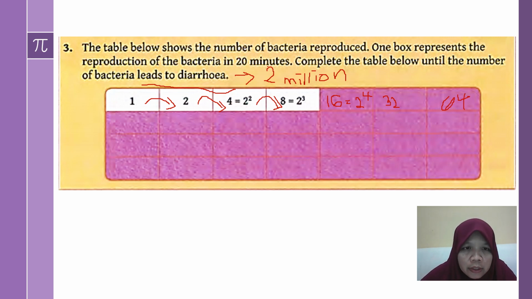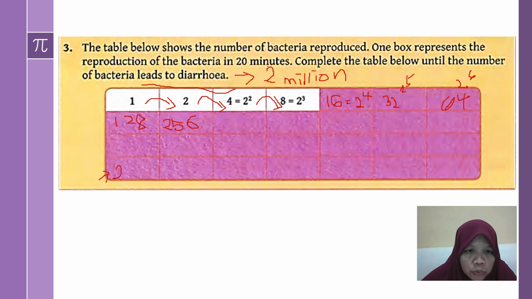Then 128, 256. Here is 2 to the power of 5, 2 to the power of 6, to the power of 7, to the power of 8, and so on until you reach 2 million. I tried already. We will reach 2 million at this part.